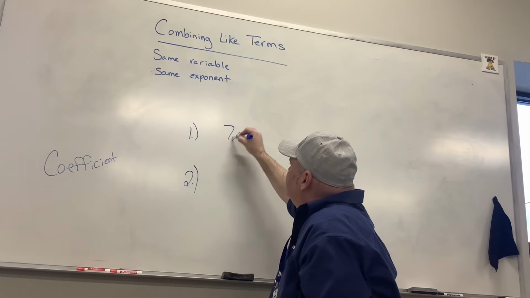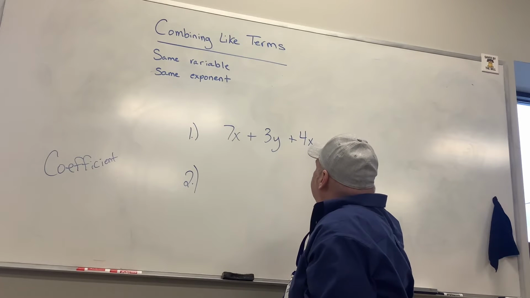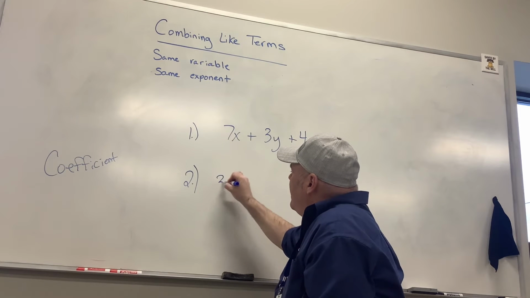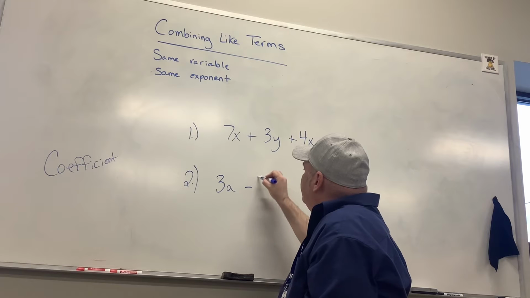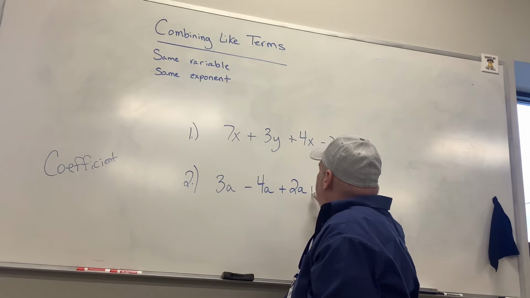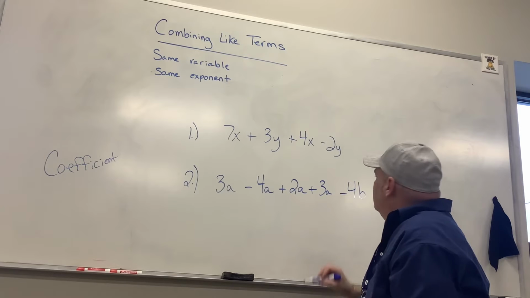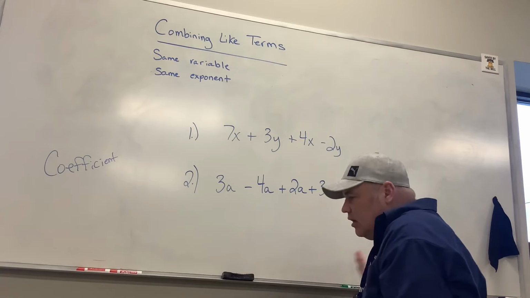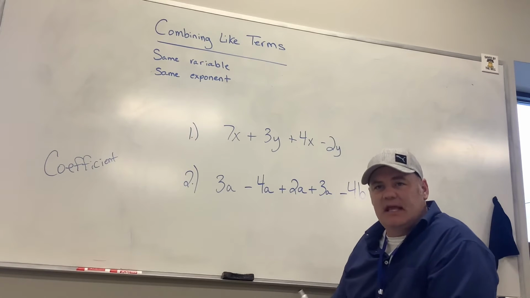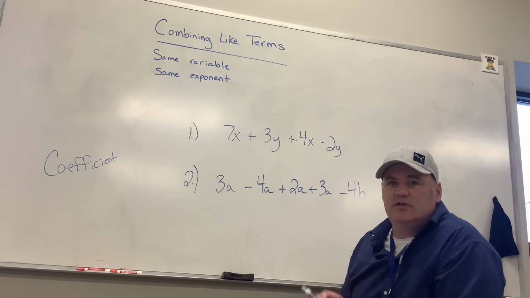Here's a couple problems. I'm going to do 7x plus 3y plus 4x minus 2y. And then I'm going to do 3a minus 4a plus 2a plus 3a minus 4b. No matter how long the problem goes, you can only combine the ones that have the same letters.